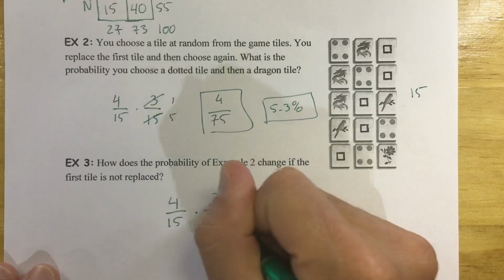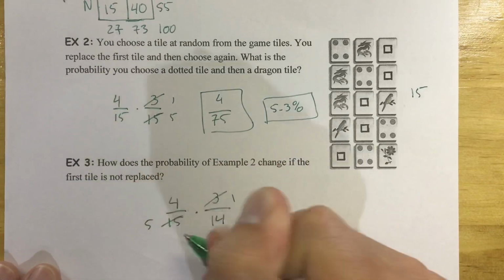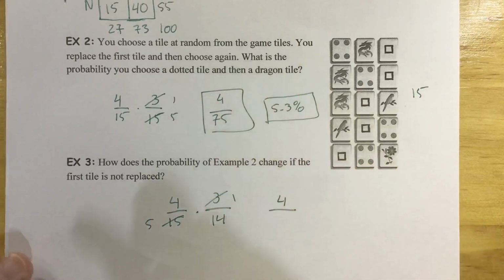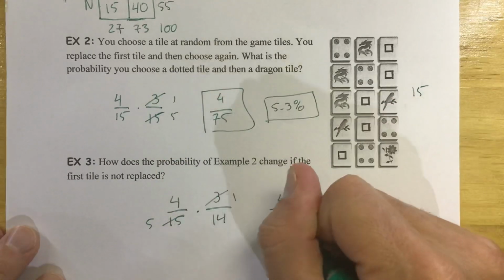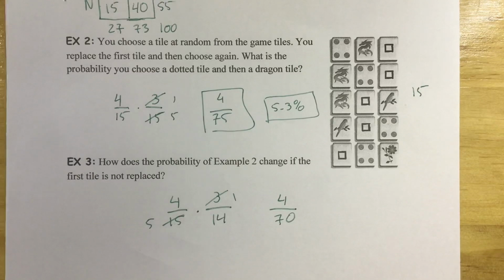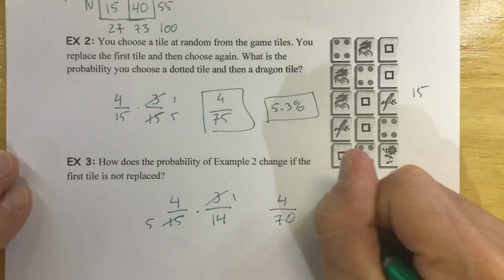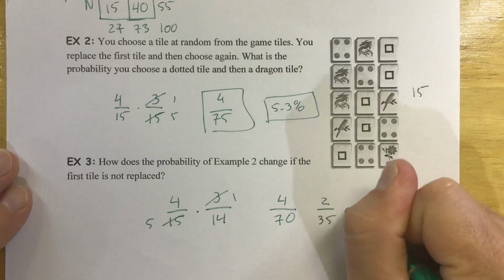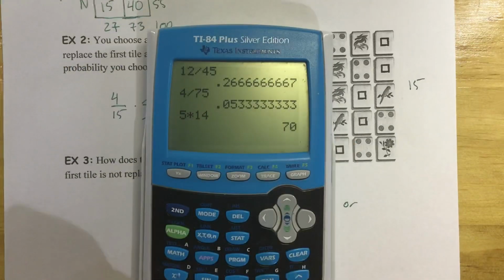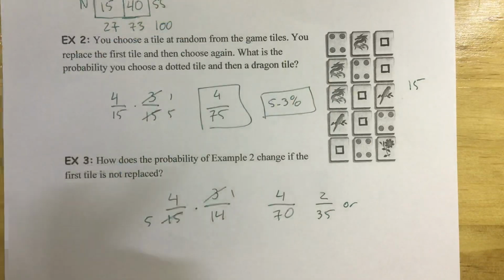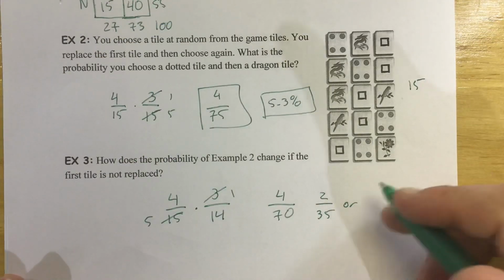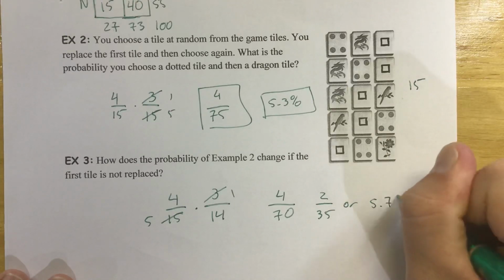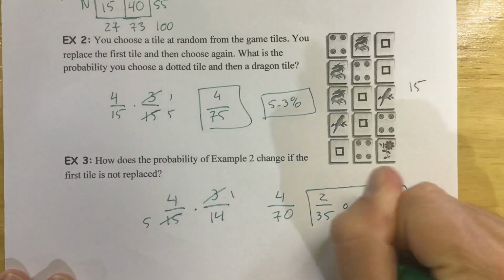For this, luckily here, we still get to do a little bit of reducing. Not that it's super important, but we get 4, and then 5 times 14, I think it's 70. Yeah. All right, just need to make sure I got that right. All right, these are both even numbers, so if you want to continue to reduce, you get 2 over 35. Or we can just divide it up. 35. And you get about 5.7%. So either of those would be acceptable.